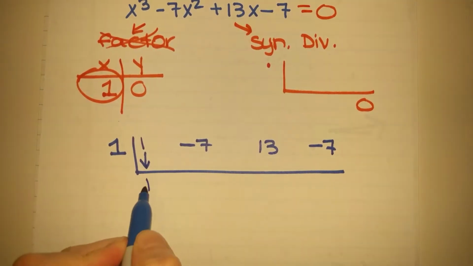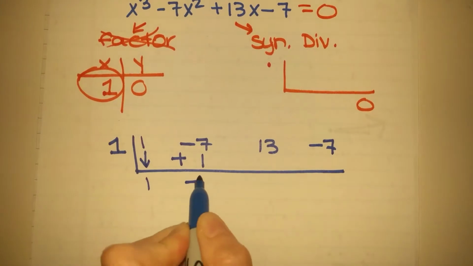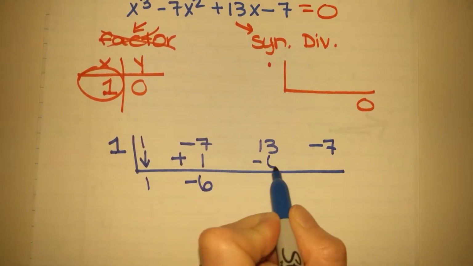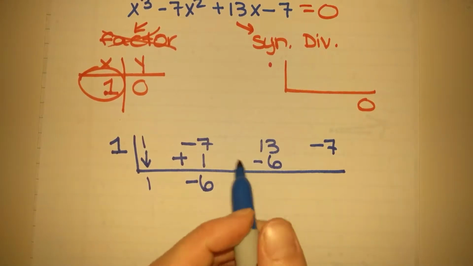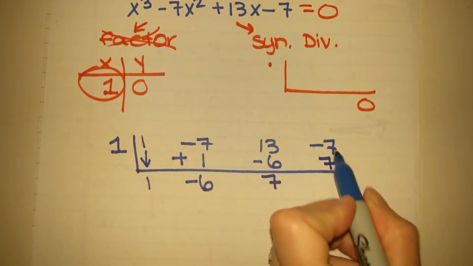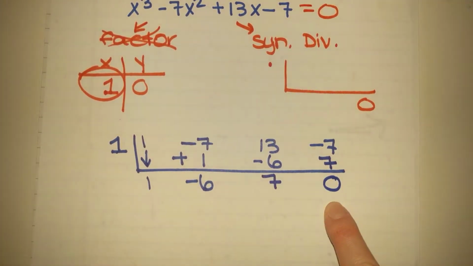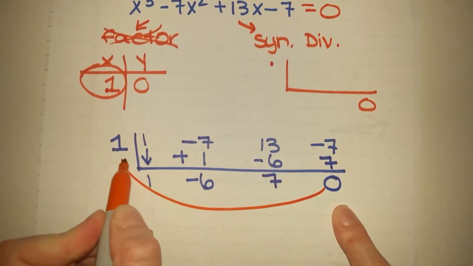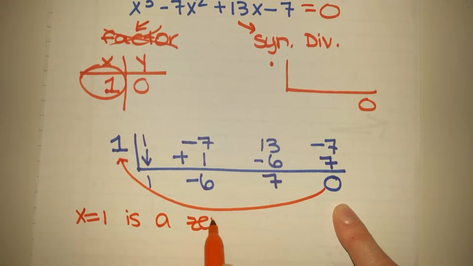So we have 1, we bring down, 1 times 1 gives us 1, add vertically, -6, multiply diagonally to get 1, and -6 plus 1 gives you -5... multiply diagonally to get -5, add vertically to get 7, multiply diagonally to get +7, add vertically to get 0. And again, this 0 remainder is our verification or double check that x is equal to 1 is in fact a 0 of the polynomial.